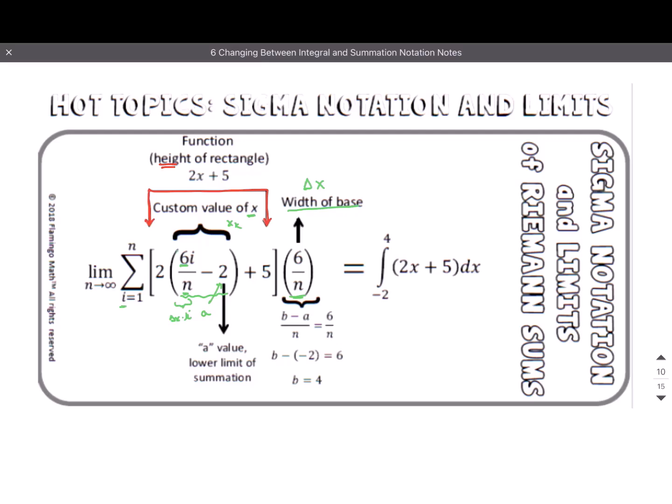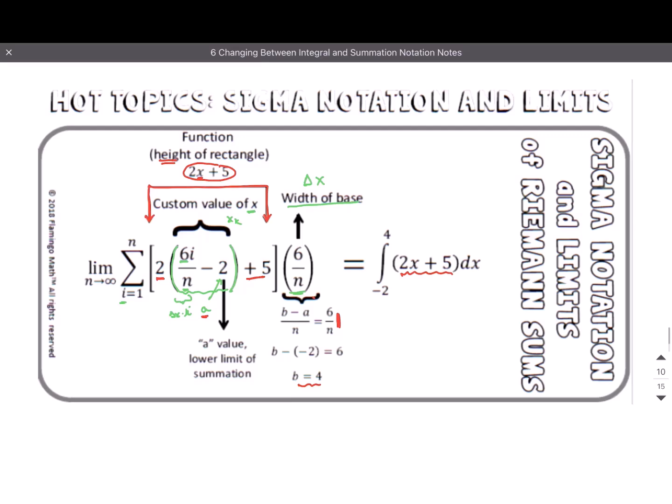Now, if what's in the parentheses is all our x, then our function is 2 times x plus 5. And that's where this function comes from. And then you see it here in the integral. Okay? Now, we also knew that a was 2. We also know that delta x is 6 over n, so that's equal to b minus a over n, which lets us find b equals 4, and now we're able to write it as a definite integral.